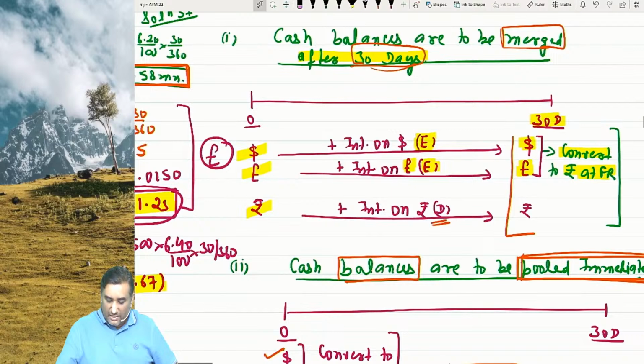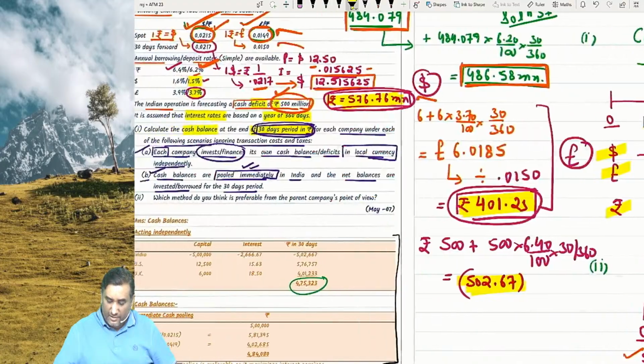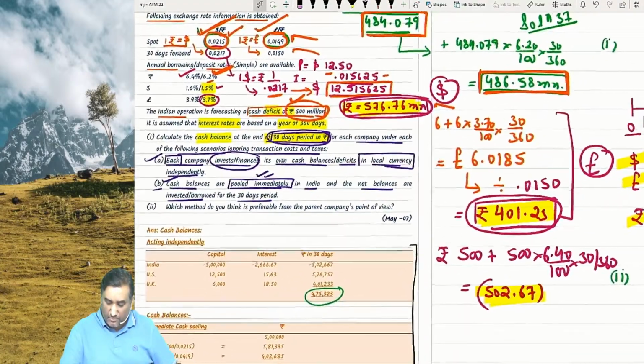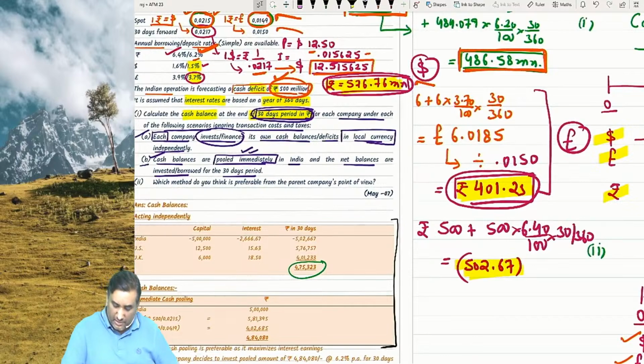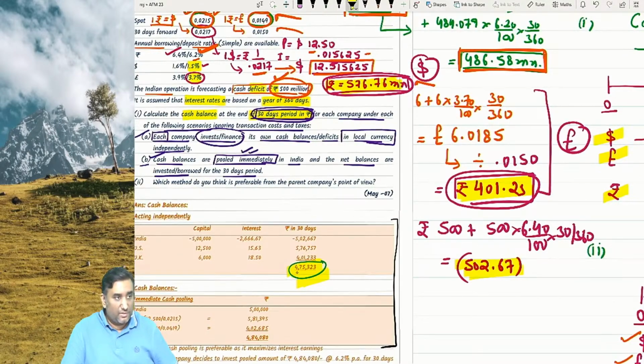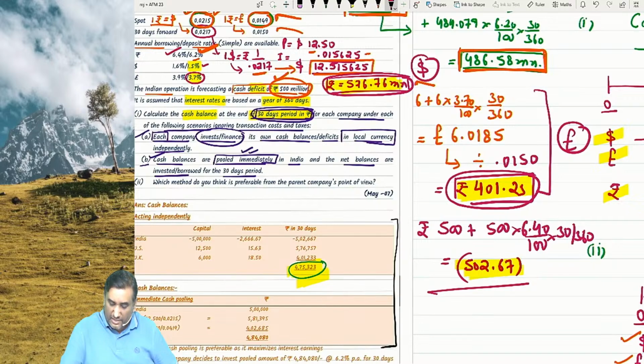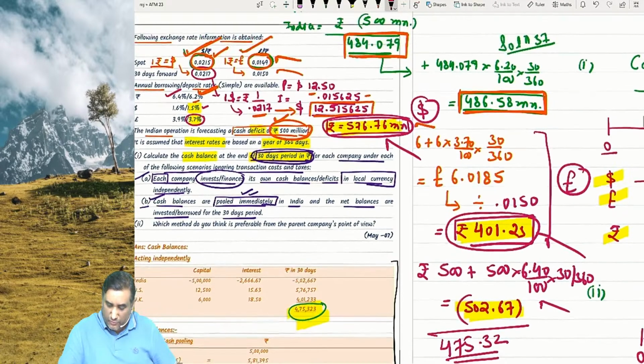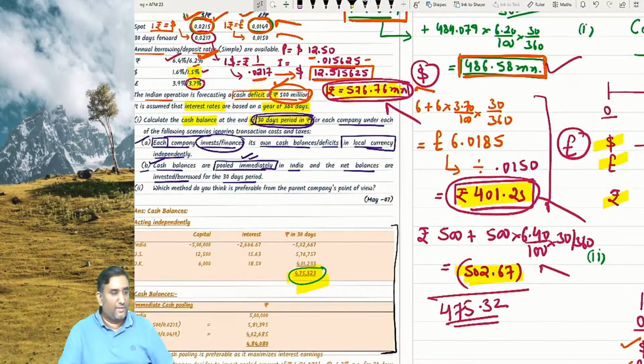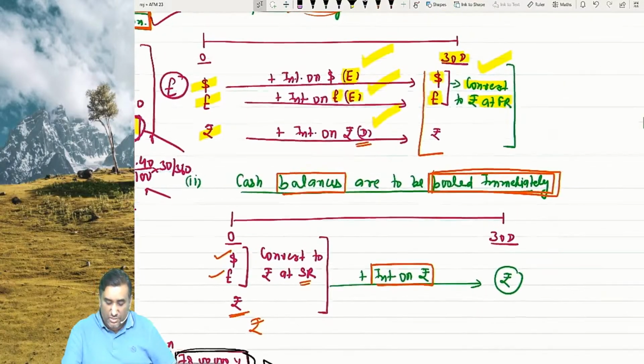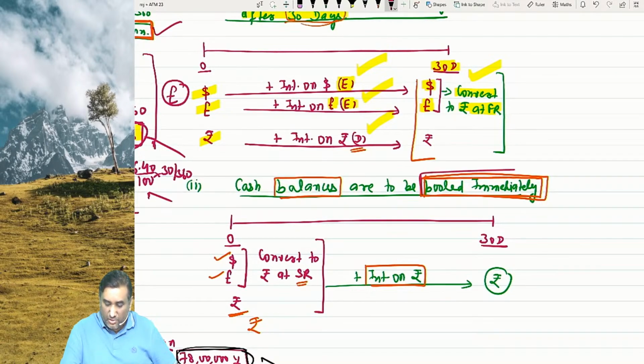Basically what has been done: earning interest on the dollar, earning interest on the pound, the deficit, then at the end converting back. When you convert back, the pound, the dollar, and the total becomes what? I think 475.32 when you add these three numbers. And the first one was giving us 486. It is advisable what? Pull immediately. So it is a very general question. Pull immediately. The objective of the question was basically to stay back in the respective country or pull immediately.